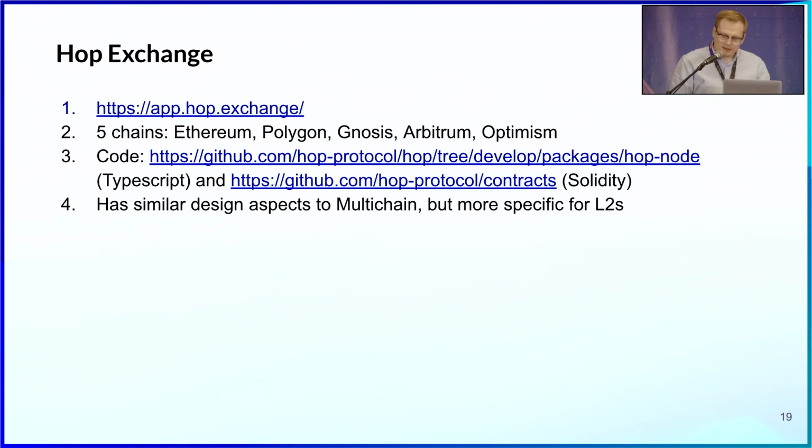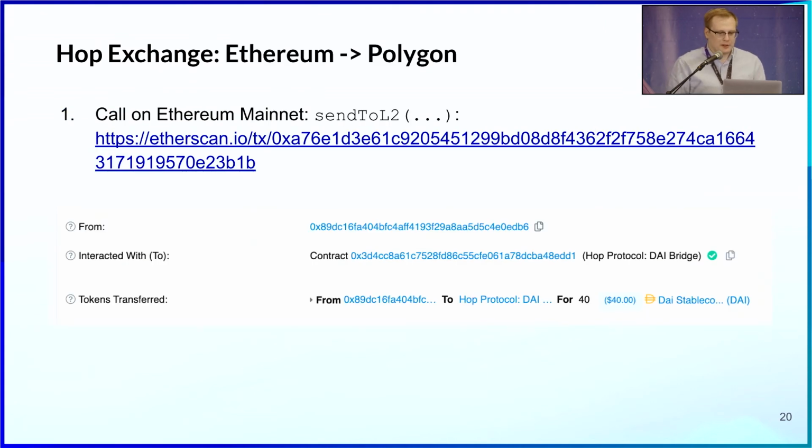So the last one we want to take a look at in the last 5 minutes is Hop Exchange. Hop Exchange typically operates between Ethereum and various layer 2 rollups, in particular like Polygon, Gnosis, Arbitrum, or Optimism. The code, once again, is open source, so we're able to take a look and see how this functions under the hood at a very quick glance. And it does have some similar aspects to multi-chain, but it's a little bit more tailored toward layer 2s rather than arbitrary layer 1s.